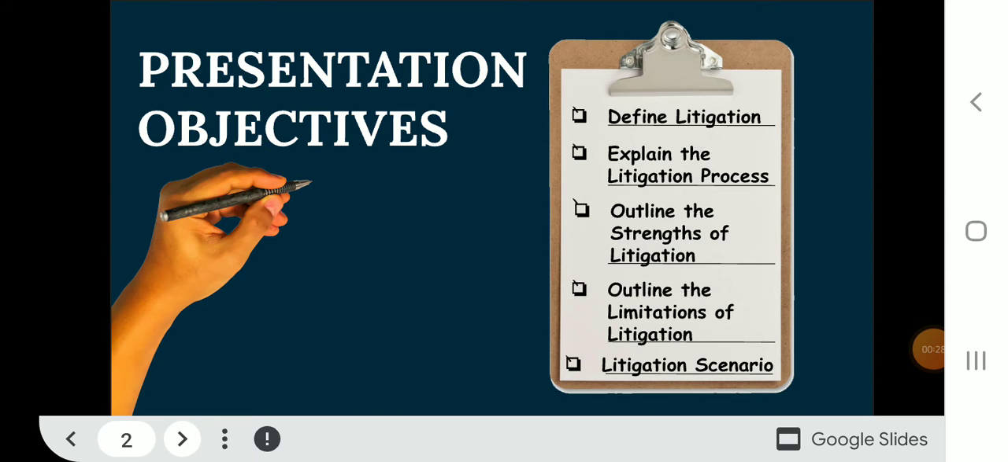With this presentation, we aim to define litigation, explain the litigation process, outline the strengths and limitations of litigation, and apply this knowledge via a litigation scenario. So let's get into it.